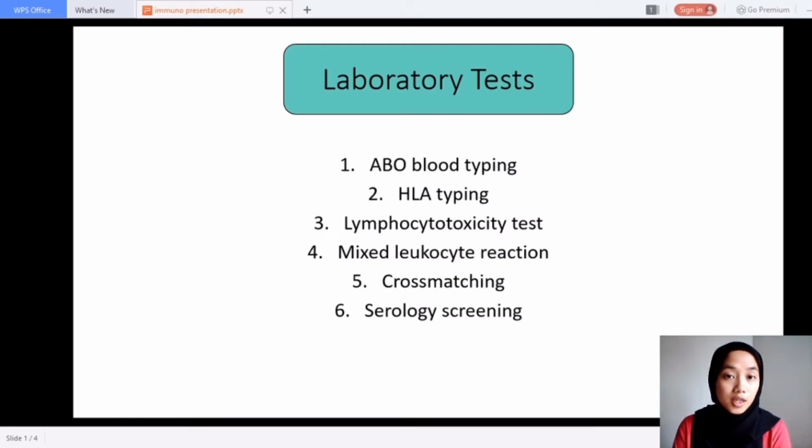I will be presenting about laboratory tests for transplantation. These are the laboratory tests: ABO blood typing, HLA typing, lymphocytotoxicity test, mixed leukocyte reaction, cross-matching, and serology screening.